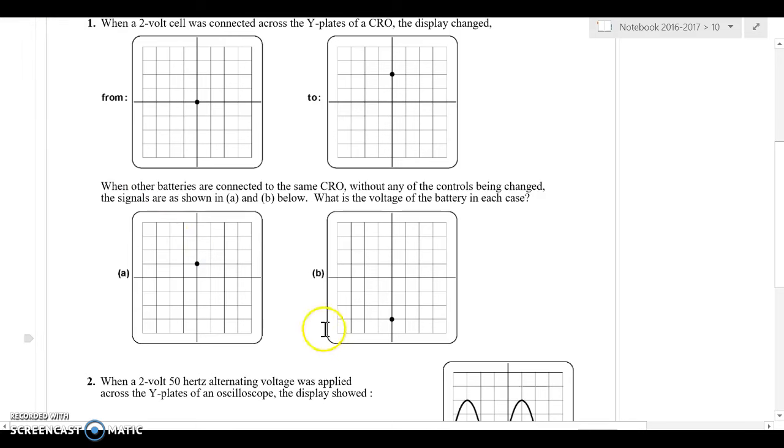Remember, you can get positive and you can get negative voltages. It depends which way round you attach the cell to the cathode ray oscilloscope. Answer those questions in your books now. I recommend pausing the video while doing so.